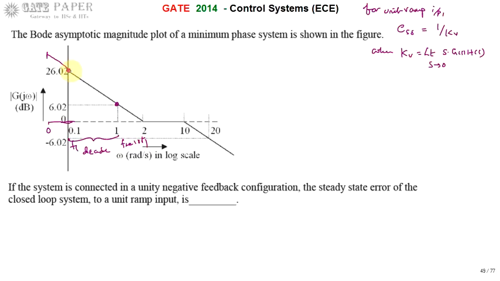Now if you look at the magnitude difference, this is 26.02 and that is 6.02. So there is a reduction of minus 20 decibels. So the slope is minus 20 dB per decade. Minus 20 dB per decade is the slope for a pole. If the transfer function has a single pole, then the slope corresponding to that pole is minus 20 decibels per decade. If there is a zero, then it will be plus 20 decibels per decade. If there is a double pole, then it will be minus 40 decibels per decade. If there is a double zero, then it will be plus 40 decibels per decade.